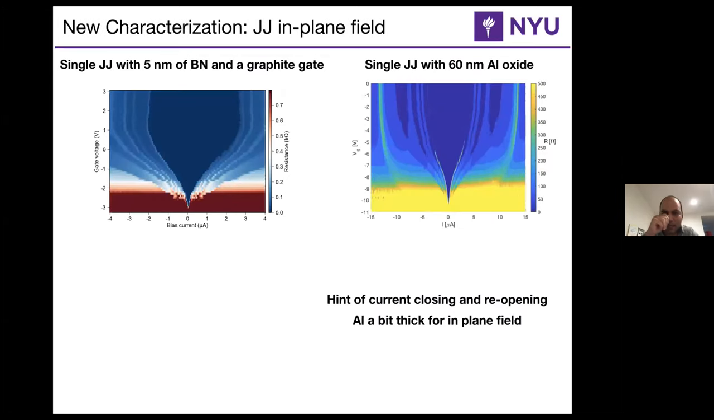We also had a very interesting detour. Our ALD was broken. Usually when it's not broken, we get the data that is shown on the top right. So basically, you can tune the supercurrent and with minus 10 volt, because we deposit 60 nanometer of aluminum oxide, we can basically turn off the supercurrent. So without the ALD, we said, okay, let's just put boron nitride on top of a graphite gate and then put it on top of this device. And it actually worked. So we have a Josephson junction.